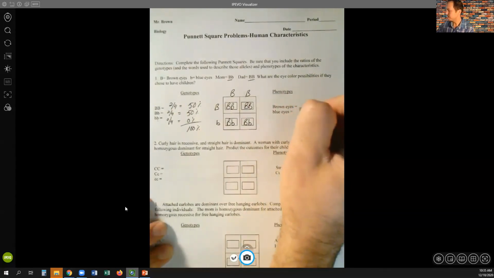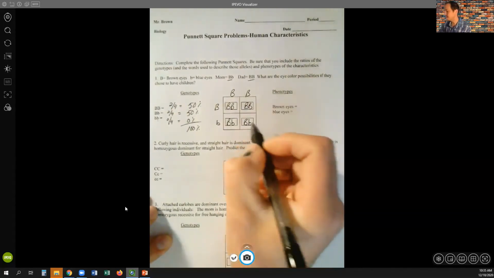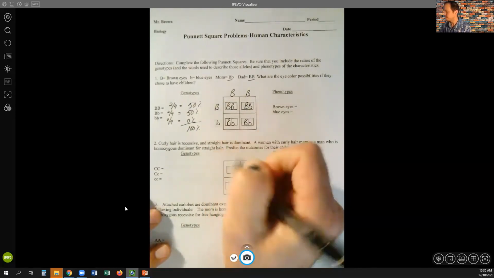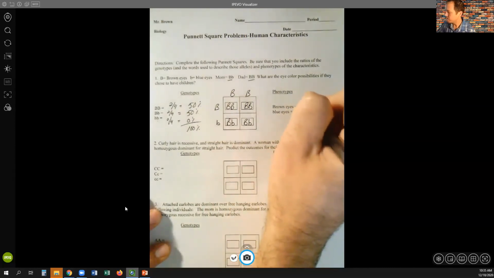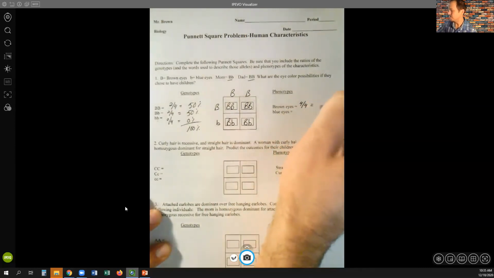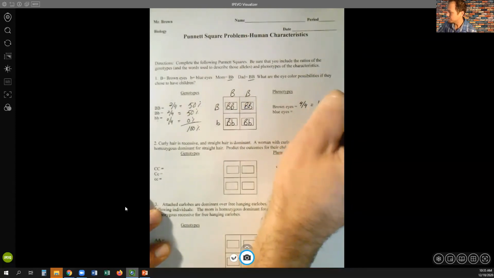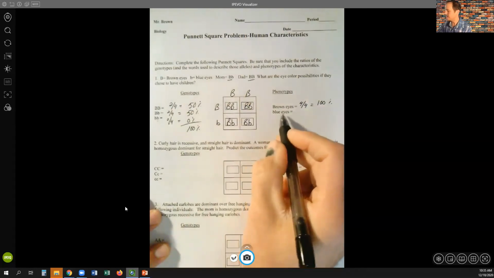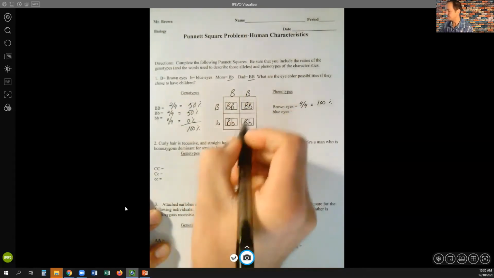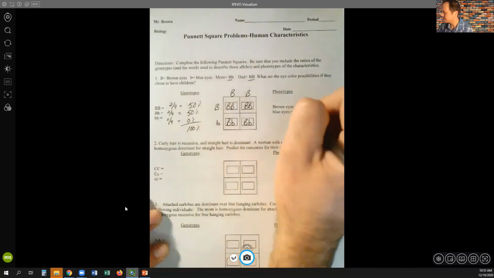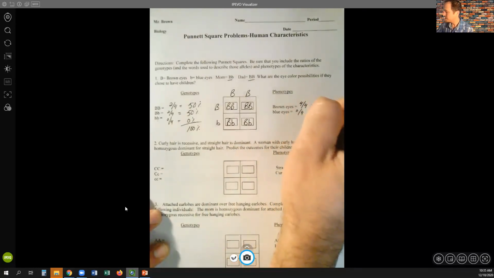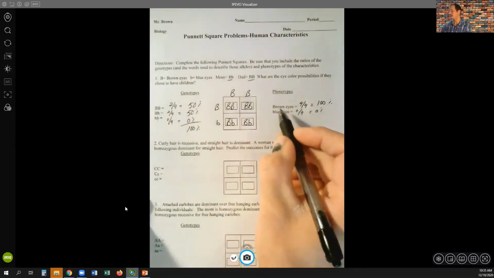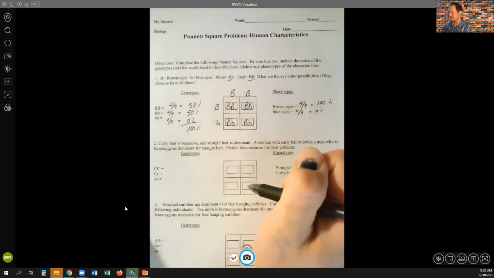So the phenotypes, how many will have brown eyes? Well, how many have the dominant allele for brown eyes? So we have 1, 2, 3, 4. Okay, so we have 4 out of 4, and that is equal to 100%. So these 2 parents have a 100% chance, and we know that to have blue eyes, they would not have the dominant allele. So there's none of these that do not have at least 1 dominant allele. So that's 0 out of 4, which is 0% chance. So that means that these 2 parents have a 100% chance of having an offspring with brown eyes.